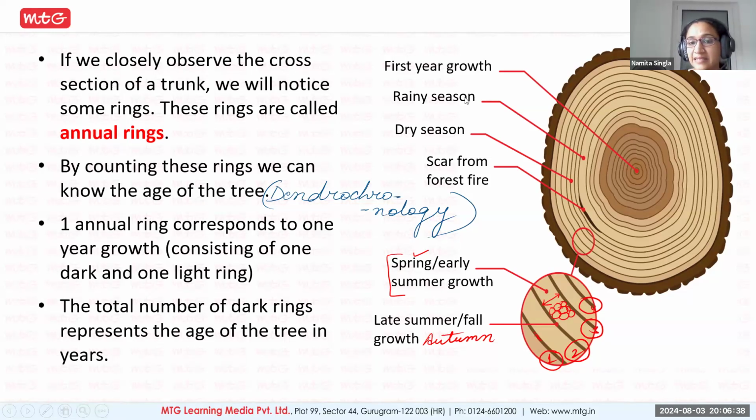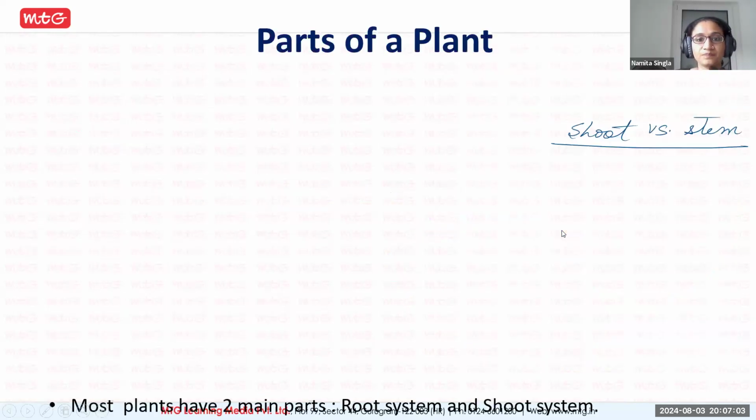Here, see, in the rainy season, they have specifically marked that in the rainy season growth is even more. So see, this area is even broader during the rainy season. Then if some forest fire has occurred or some other kind of devastation has occurred, even that can also be studied from this. The scar from a forest fire looks like this. So in this way, this is something interesting, that by counting the annual rings, you can get to know about the age of a tree.